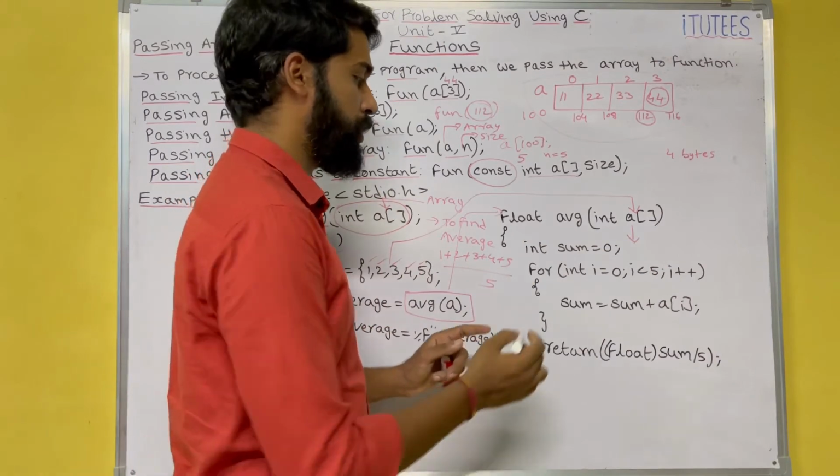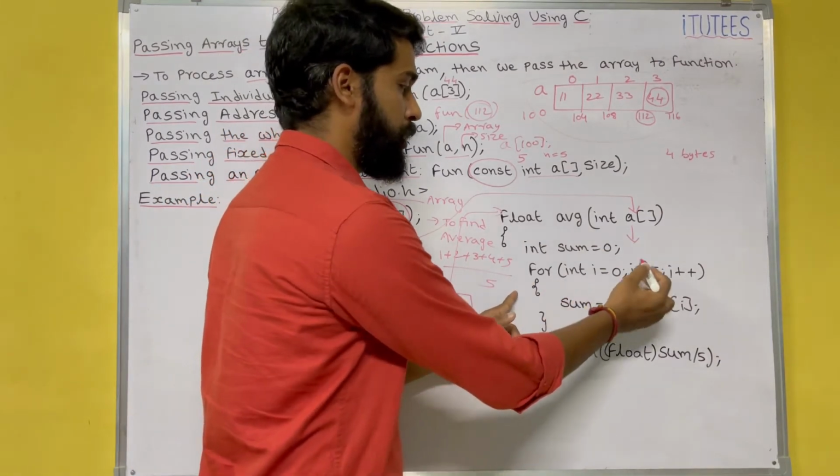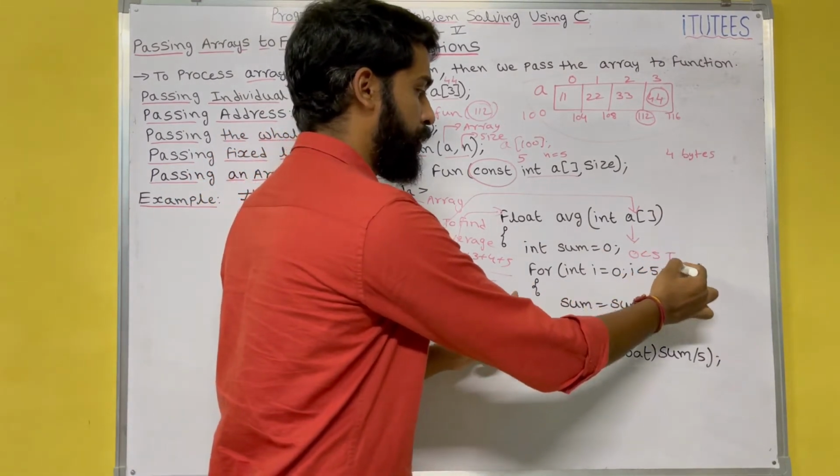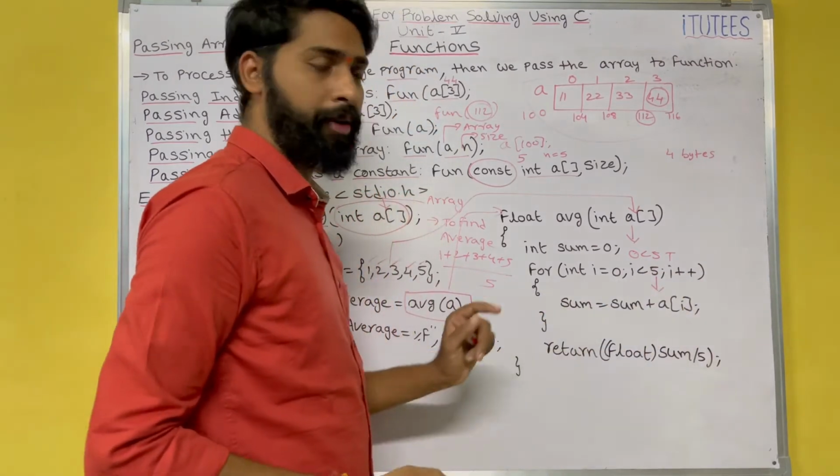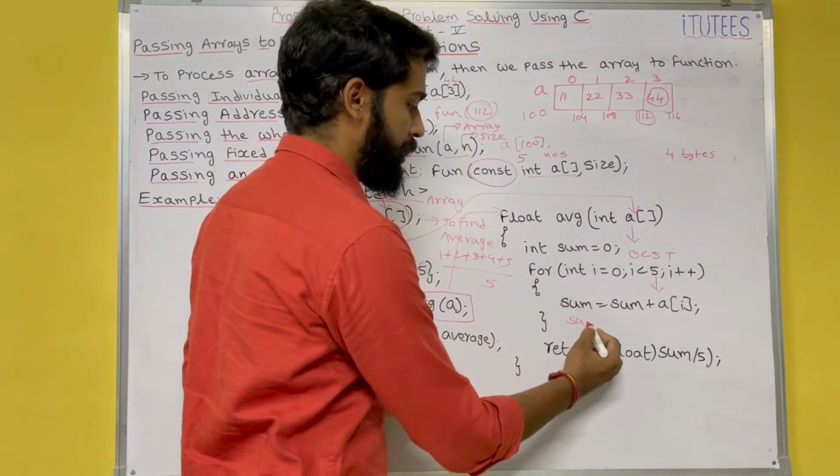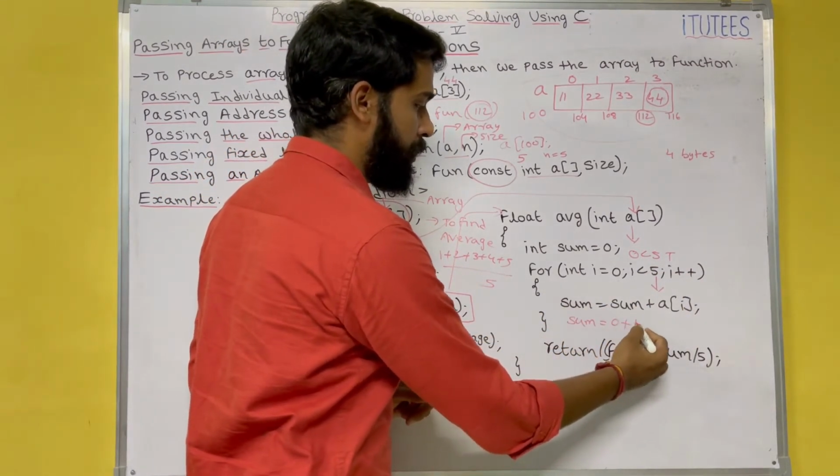Sum equals 0. Int i equals 0. Is 0 less than 5? True. Enter into the block and find the sum. What is the sum here? In the first iteration, 0 plus 1.